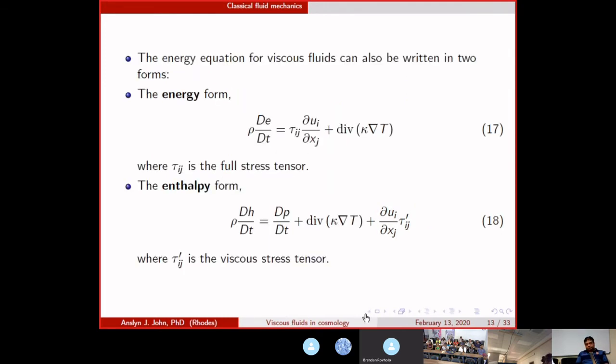What about energy conservation? Okay, well, as with the perfect fluid case, we can write two forms for energy conservation, the energy form and the enthalpy form. These are equivalent. And in the first case, the energy conservation law looks formally very similar to the old energy conservation law for a perfect fluid, except here the stress tensor tau is the full stress tensor. It includes the viscous stress tensor. When I write energy conservation in enthalpy form, it looks like equation 18, and there you can see the viscous stress tensor explicitly appearing here. Okay, so when tau prime is zero, we will recover the old results of classical hydrodynamics. Okay, so that's how you model viscosity in classical fluid mechanics.